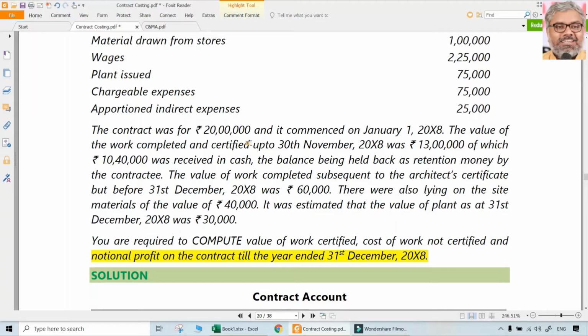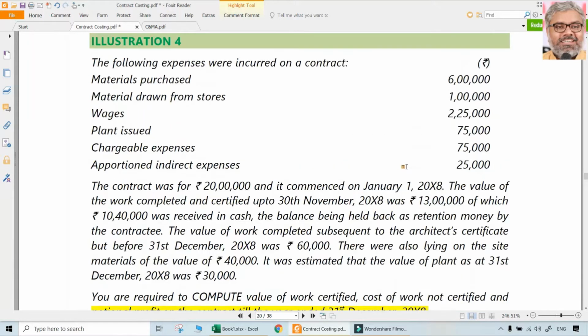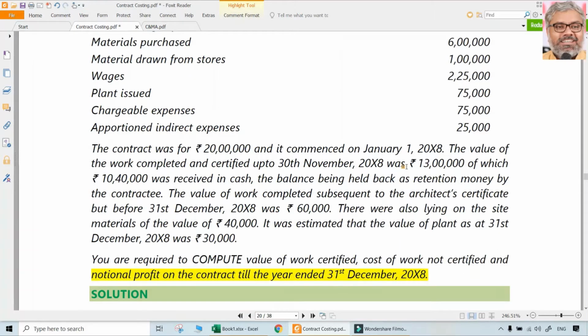The contract was for 20 lakhs rupees and commenced on January 1st. The value of the work completed and certified up to 30th November was 13 lakhs rupees, of which 10 lakh 40,000 was received in cash, the balance being held as retention money by the contractee. The value of work completed subsequent to the architect's certificate, but before 31st December, was 60,000. So that is one more point.